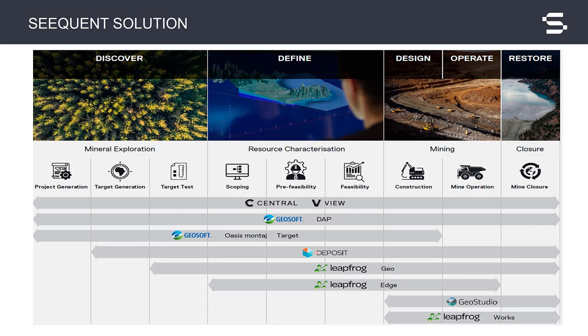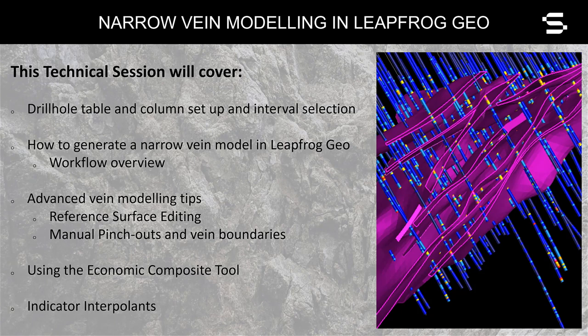Sequent has a range of software offerings for use throughout the exploration and mining value chain. Today we'll focus on functionality within Leapfrog Geo, with a brief glimpse of Sequent Central. The key aims of this session are to run through how to create a narrow vein or a narrow vein system in Leapfrog Geo, how this fits in with a broader workflow which can be modified to suit project needs, and can be applied to exploration, open pit, or underground projects.